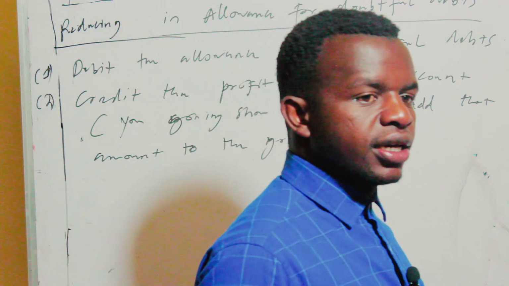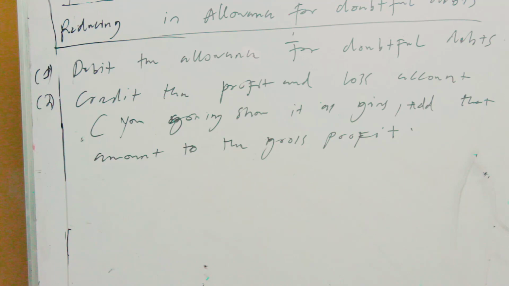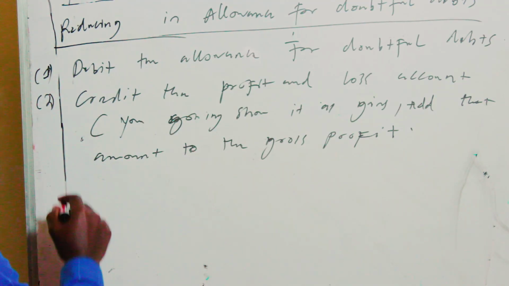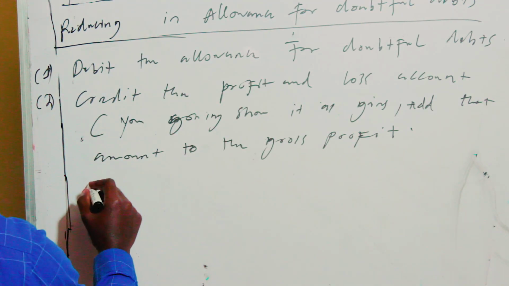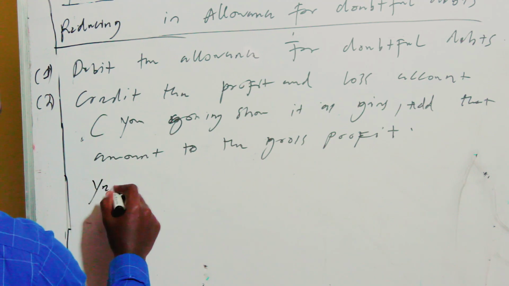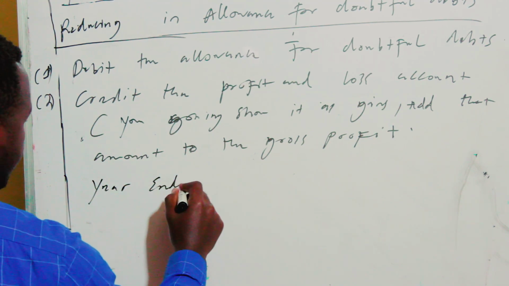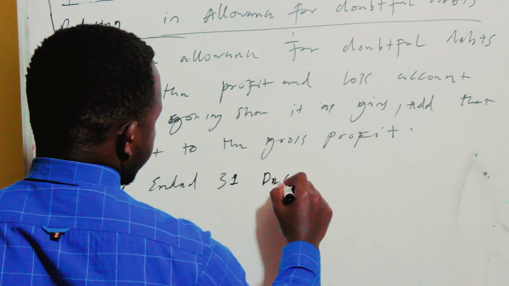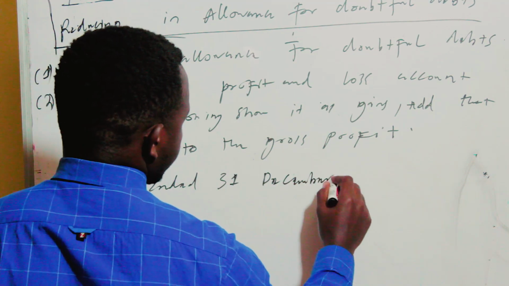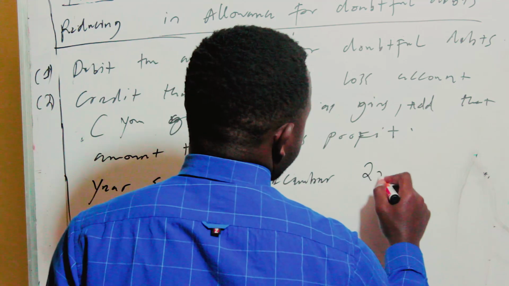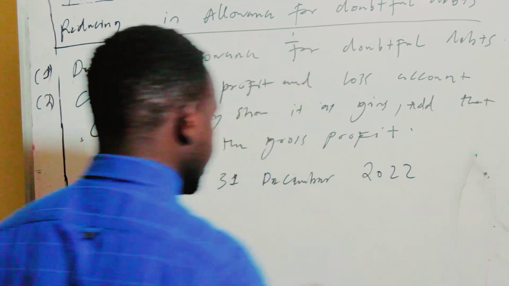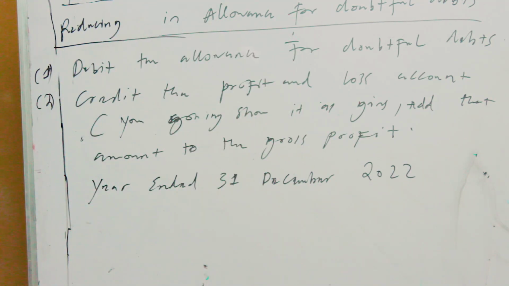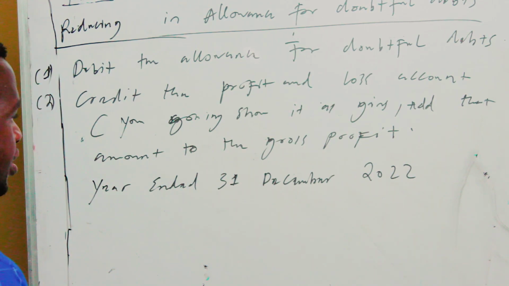and from the previous year we are looking at the year 2021. So for the year ended 31st December 2022, this is the following year. We assume that there will be a reduction in allowance for doubtful debts.